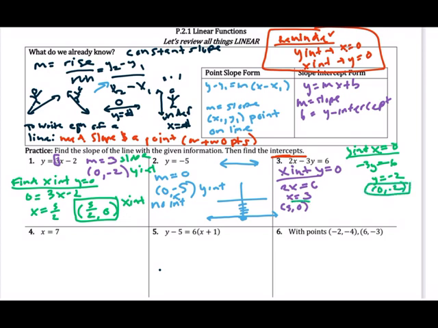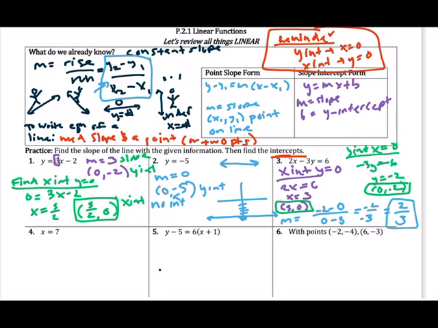So y-intercept, x-intercept. How do we find the slope? Well, we have 2 points. How do we find the slope with 2 points? We use the slope formula, y2 minus y1, which in this case, -2 minus 0 over x2, 0, minus x1, 3. This is going to give me -2 over -3, which is positive 2/3 would be our slope.